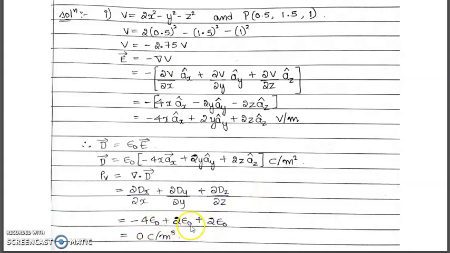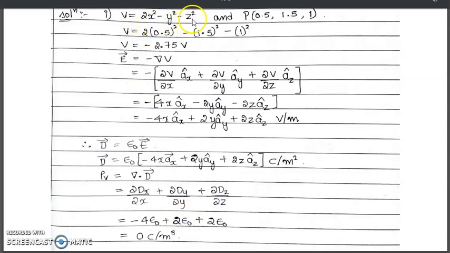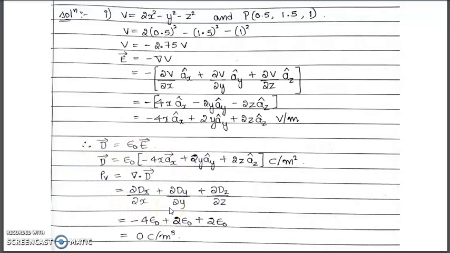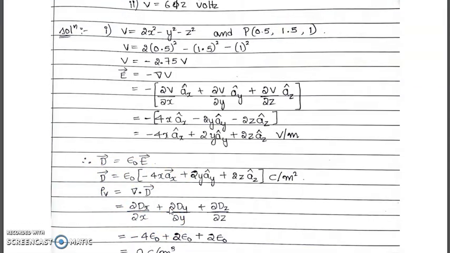So you will get the volume charge density due to the potential equation V is equal to x square minus y square z square at point P is equal to 0 coulomb per meter cube. This is how you will obtain volume charge density for a given potential equation. So this is the first case. What is the second case?